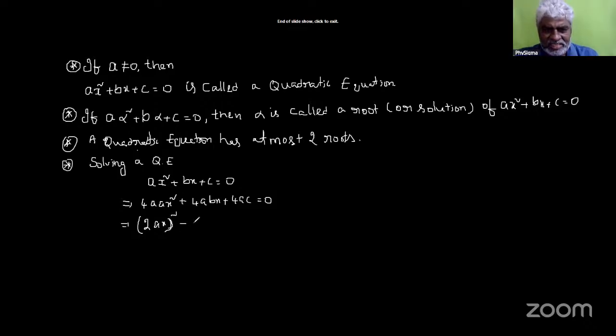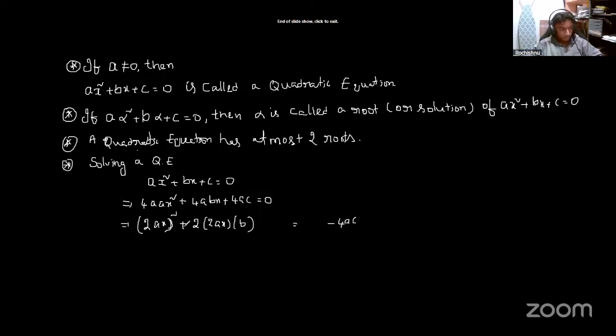Now, this is 4abx. It can be expressed as 2 times of 2ax into what? 2 times of 2ax into b. 4abx, very good. Okay. Now, let us send this plus 4ac to the right hand side. It will be negative 4ac, right? Now, it's not completing the a plus b whole square formula.